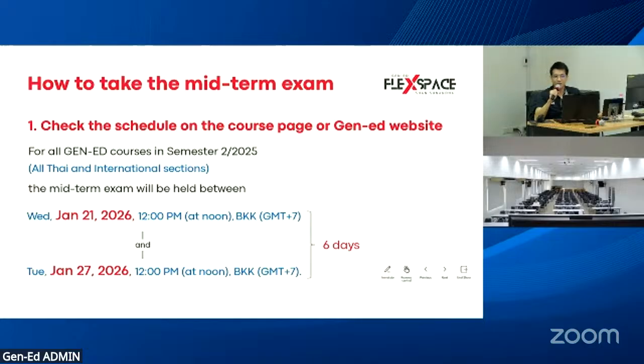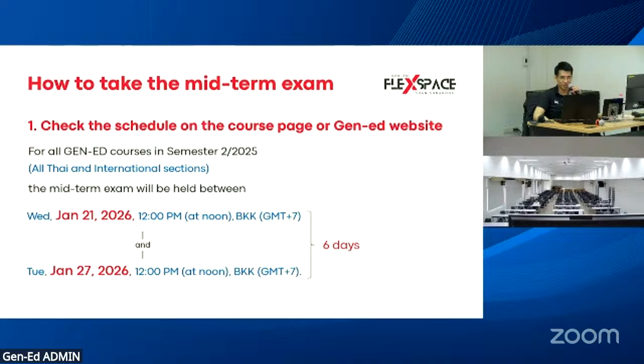First, check the schedule on the course page or the GenEd website. If you are on the FlexSpace platform watching your course page, click around the midterm section and you will see the announcement and the information. For all Gen Ed courses in semester 2 of the academic year 2025, all Thai and international sections, the midterm exam will be held between Wednesday, January 21st, 2026 at noon Bangkok time, and Tuesday, January 27th, 2026 at noon also. 6 days in total, 24 hours times 6.